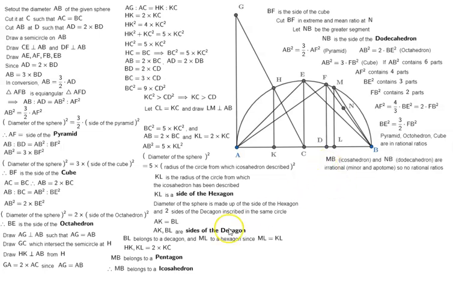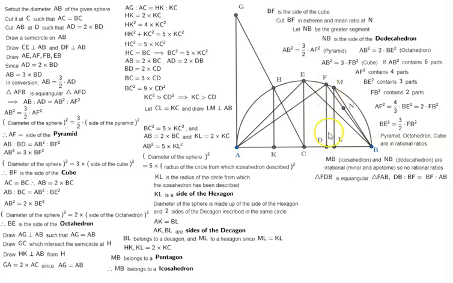Now, MB is the side of an icosahedron and NB is the side of a dodecahedron. They are both irrational, that is minor and epitome. MB is minor and NB is epitome. So they don't form any rational ratios with each other and with any of the others. So now let's understand the relation between these two, which is greater.